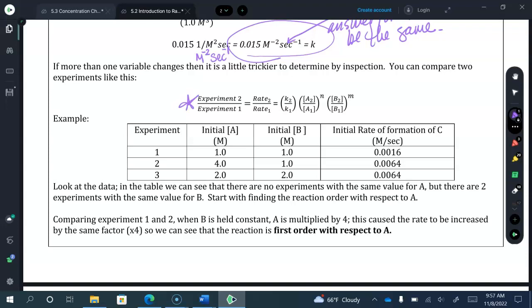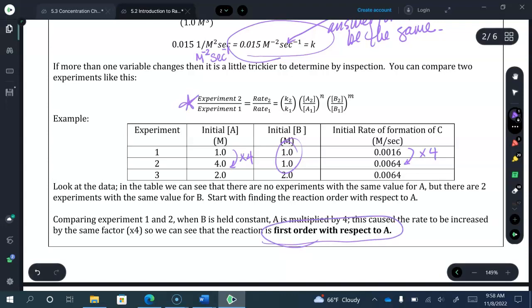Looking at this data table, we see that there are no experiments with the same value for A, but there are for B. So we have two that are the same for B, so we can compare these two. This is being multiplied by 4, so we look over here and we see that this is multiplied by 4. So we know that it is first order with respect to A.